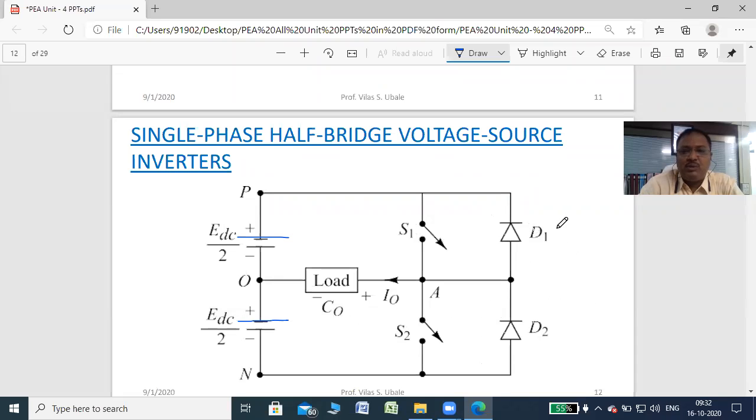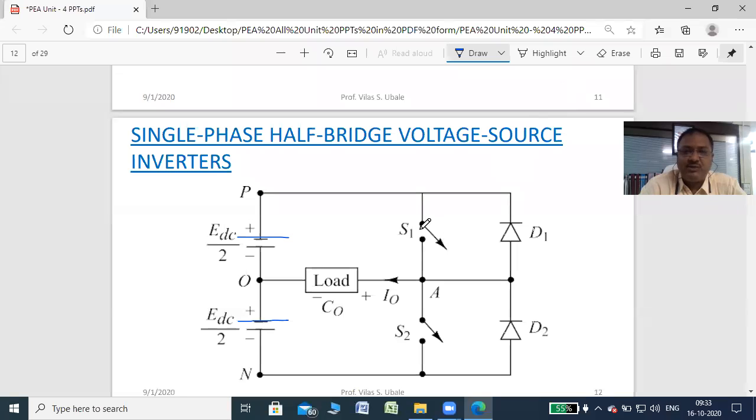In a resistive load, these diodes are maybe optional. You can connect them here, but there is no use of these diodes with resistive load. But with inductive load, these diodes are required. So we consider that this load is an inductive load. In the first case, S1 and S2 both are off. Then no current flows through the load, right? So output is equal to 0. This is the first case when both switches are off.